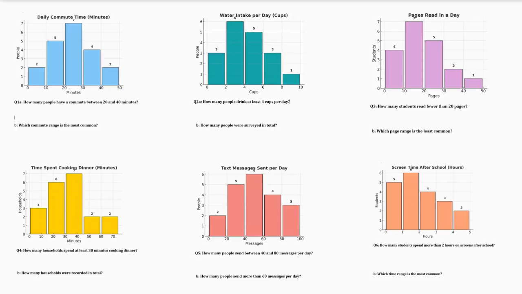Hi guys, this is a histogram for beginners lesson. It's just going to go over what a histogram is and some really basic questions which I really think you'll grasp by the end of it.